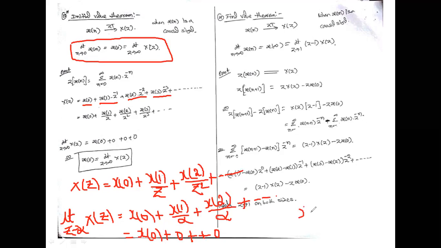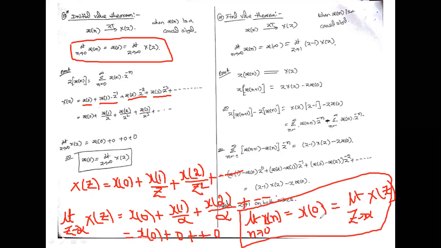x(0). Now we got x(0) is equal to the limit z tends to infinity of X(z). What is x(0)? You can write it in terms of n: the limit n tends to 0 of x(n). So the value we have is, limit n tends to 0 of x(n) is equal to x(0), which is equal to the limit z tends to infinity of X(z). That is what the initial value theorem states: n is equal to 0 corresponds to z is equal to infinity. Same thing we did in the Laplace transformation also.